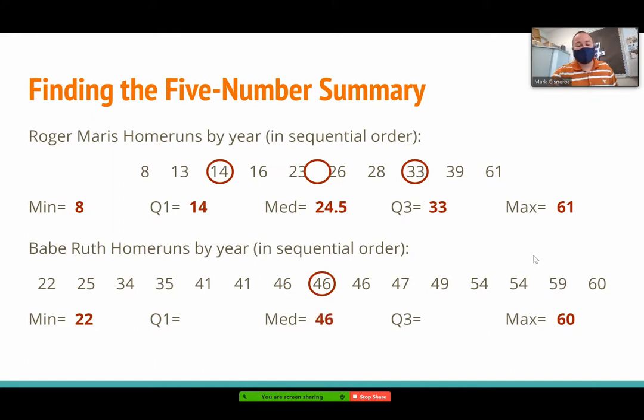That one's pretty easy. What's Q1? 35. What's Q3? 54. You can see it. It's pretty easy to eyeball when there's not very many numbers. Now, when you have a lot of numbers, let the calculator computer do it for you. But I just wanted to show you how it's done.